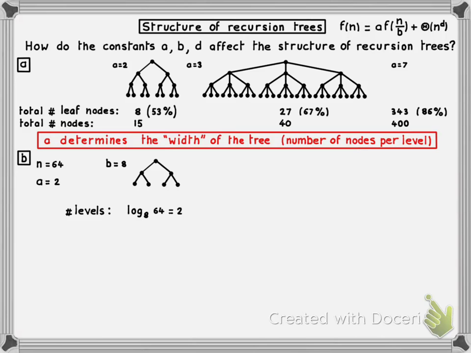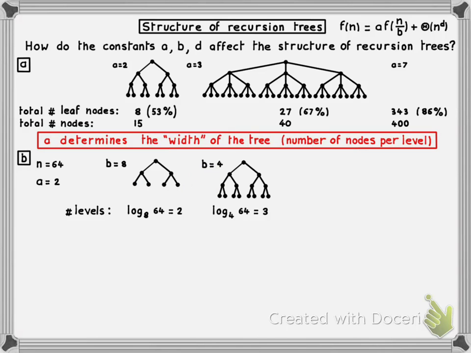So let's see what the structure of the recursion tree looks like when we reduce b to 4. How many levels would this tree have, given that we use the same value of n and the same value of a? Well, we compute log base 4 of 64, and the answer is 3, which means this tree will have 3 levels under the root node. And here is the computation we just did. So, b went down, but the number of levels went up.